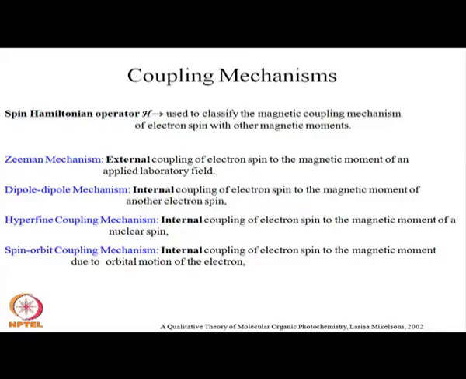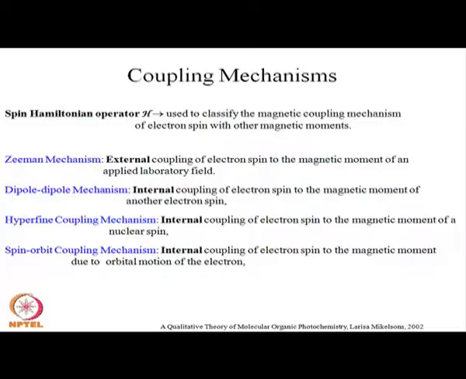Then the hyperfine coupling mechanism. It is the internal coupling of electron spin to the magnetic moment of a nearby nuclear spin. Say you have a magnetic nucleus over here and the radical is centered over here. This magnetic nucleus is going to generate a magnetic field, and this magnetic field will interact with the electron spin, and this is all an internal consideration.